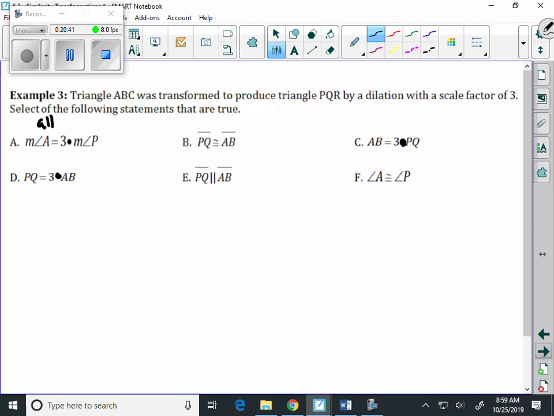On letter B, it says PQ, which are the first 2 values in here, are congruent to AB. Well, if we transform those by a dilation, PQ is going to be bigger than AB, because we're enlarging, we're changing the size. So it's not B. Letter C. AB is 3 times PQ. Again, I think it should be the other way around. If we multiplied segment AB by 3, we would get PQ because we're dilating. So maybe there, then that gives us this answer D.